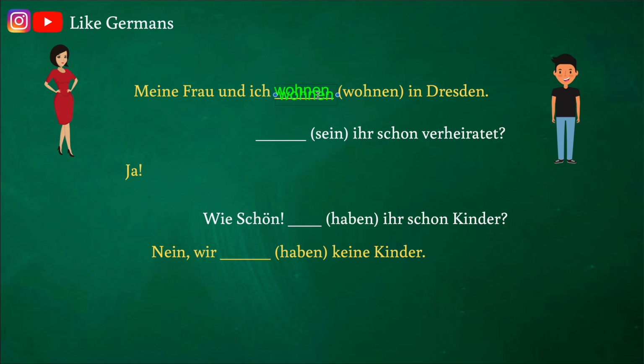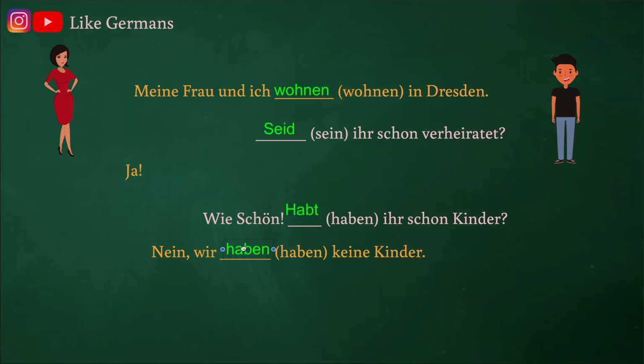Are you married? Seid ihr schon verheiratet? Are you already married? Ja, schon. Yes, ja. Wie schön. How nice. Do you already have kids? Habt ihr schon Kinder? No, we do not have kids. Nein, wir haben keine Kinder.